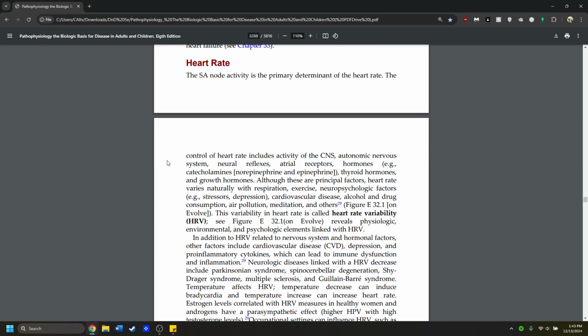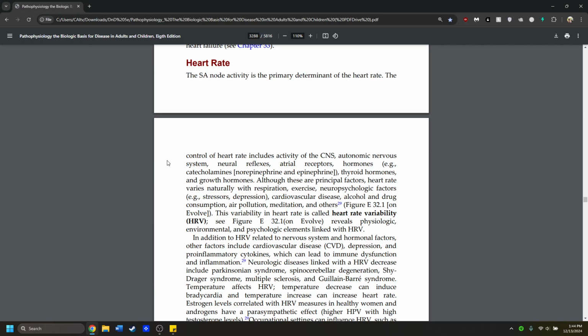Our heart rate. Here's what I found. The SA node activity is the primary determinant of the heart rate. The control of heart rate includes activity of the CNS, autonomic nervous system, neural reflexes, atrial receptors, and hormones: your catecholamines, norepinephrine and epinephrine, your thyroid hormones, and growth hormones.